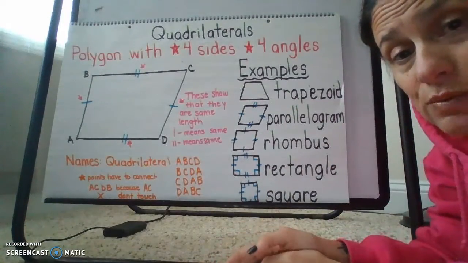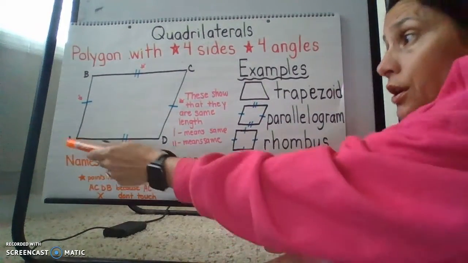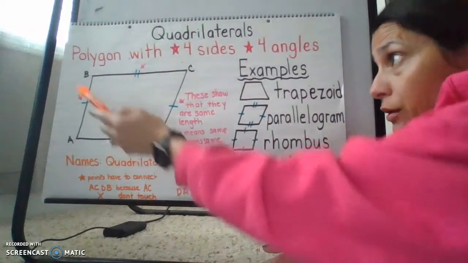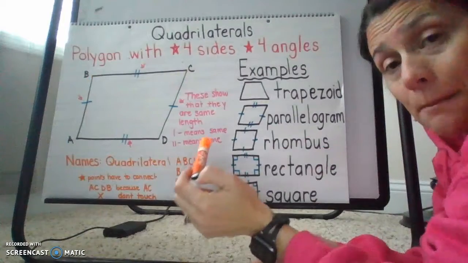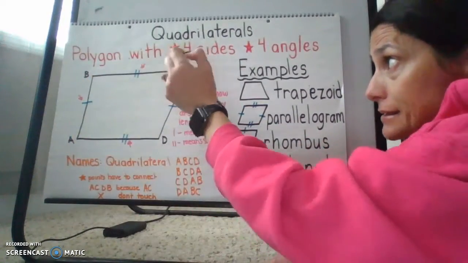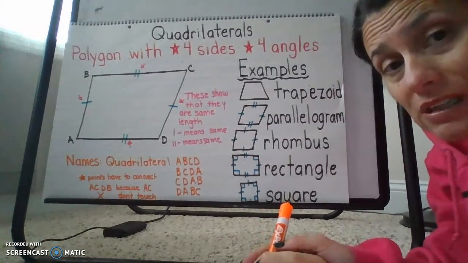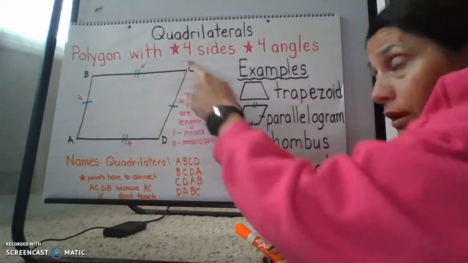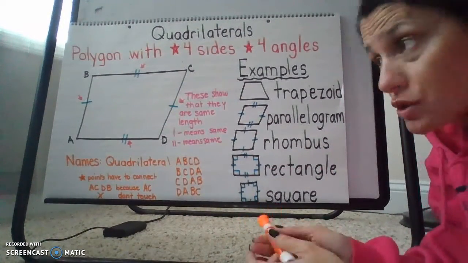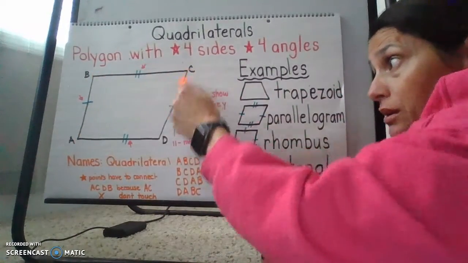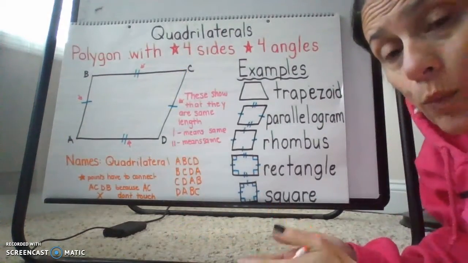Now, the other thing is when we're naming our quadrilateral, the important thing to remember is it has to go in order. You can go A, B, C, D. You can go B, C, D, A. You can go C, D, A, B. But you cannot go A, C, D, B because those lines don't touch. So it has to be the lines that touch. They have to go in order, like a map. You can't just jump over. So when you're naming a quadrilateral, you have to make sure that it's from point to point to point to point. You can't jump all over the place with that one.